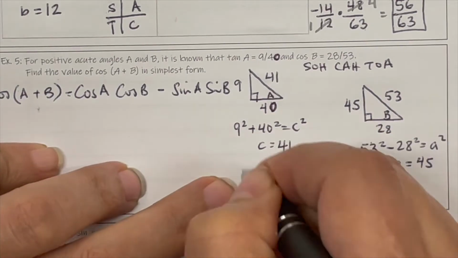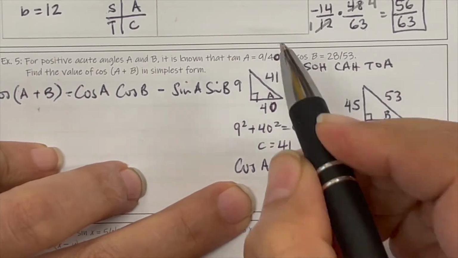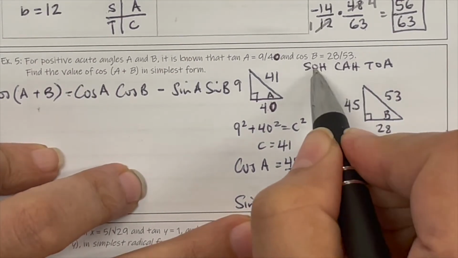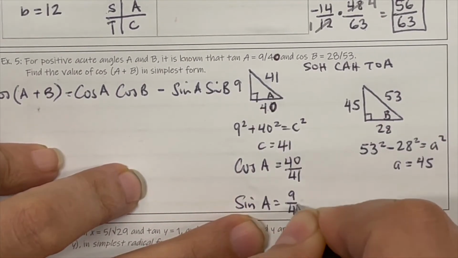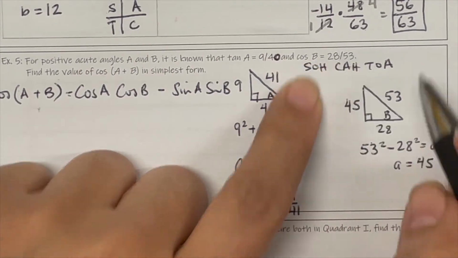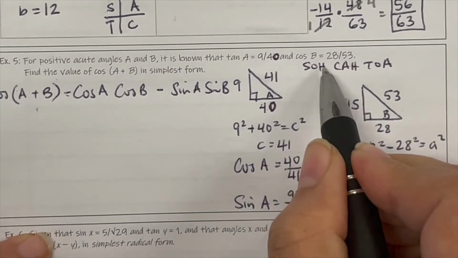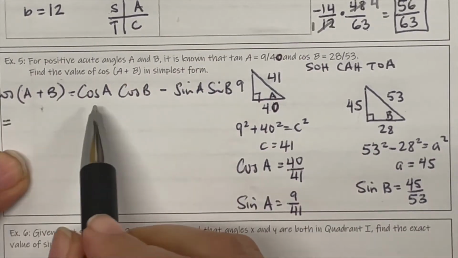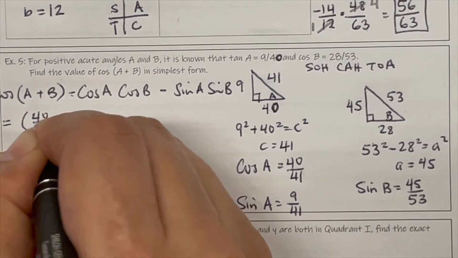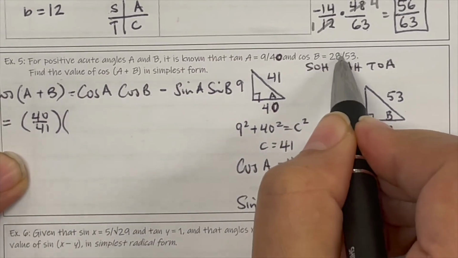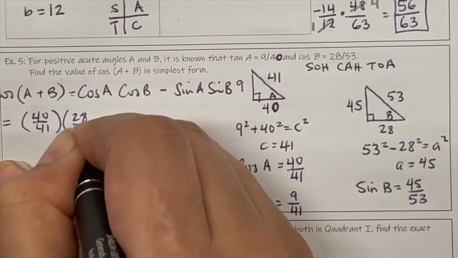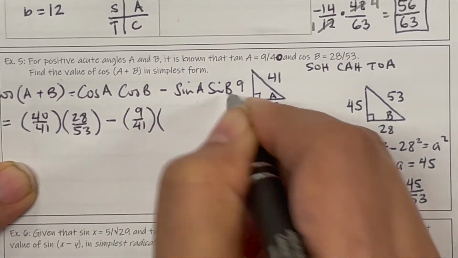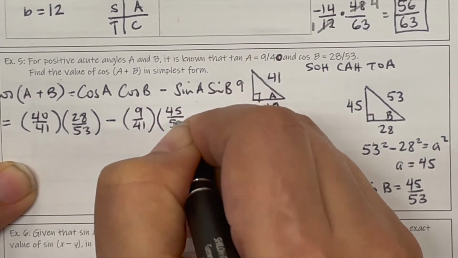So cosine of A, this is A, and that's going to be A over H. So A, 40, over H, 41. Sine of A is O over H, so O is 9, H is 41. And we're going to do the same thing. We already have cosine of B, so we just need sine of B, O over H, so 45 over 53. So now that we've written all that out, we just need to put the fractions in. So cosine of A is 40 over 41 times cosine of B, which is 28 over 53, minus sine of A, which is 9 over 41, times sine of B, which is 45 over 53.